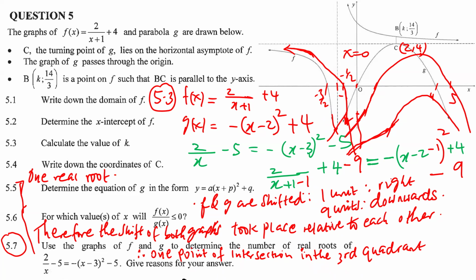And we're excited and we've solved this problem. Thanks everybody for your time and attention. And the answer to 5.7, which said use the graphs of f and g to determine the number of real roots, is one real root. Everything written here is about the answer to 5.7. F and G are shifted 1 unit to the right and 9 units downwards. And obviously, if you need to use the graphs to determine the number of real roots of these, you have one real root.